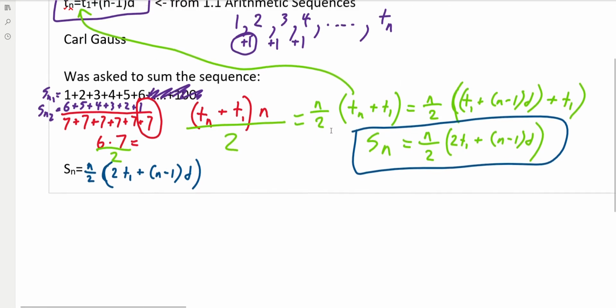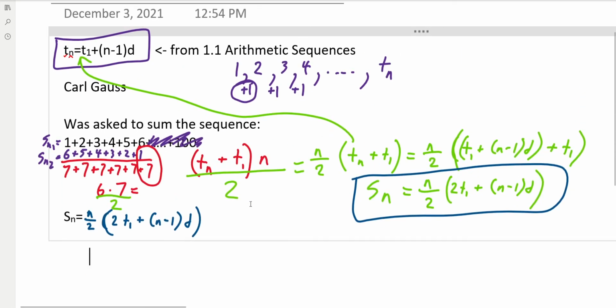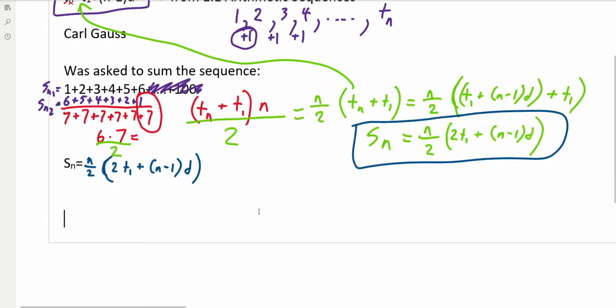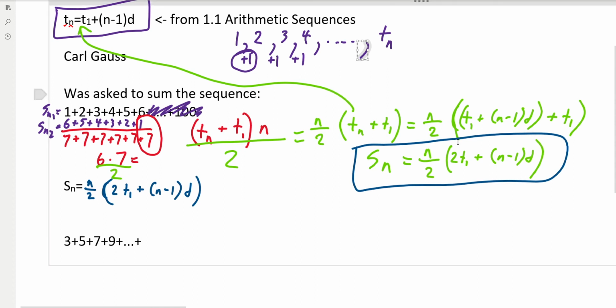All right, so Carl Gauss came up with this, and so now we can actually get a lot of work done with this. So we're going to try to sum a couple of series. Our first one is going to be 3 plus 5 plus 7 plus 9, so every odd number, all the way to plus 31. I've just picked one at random here.